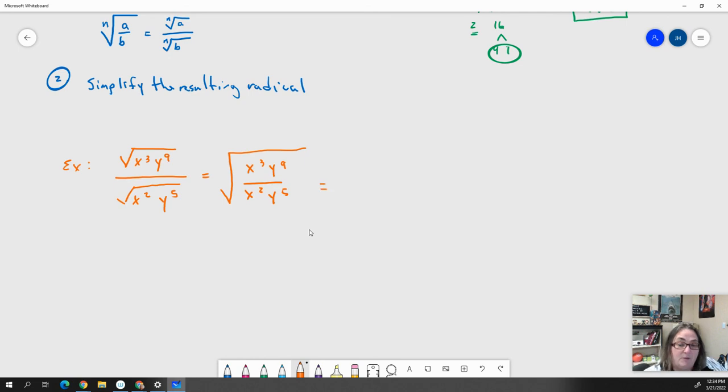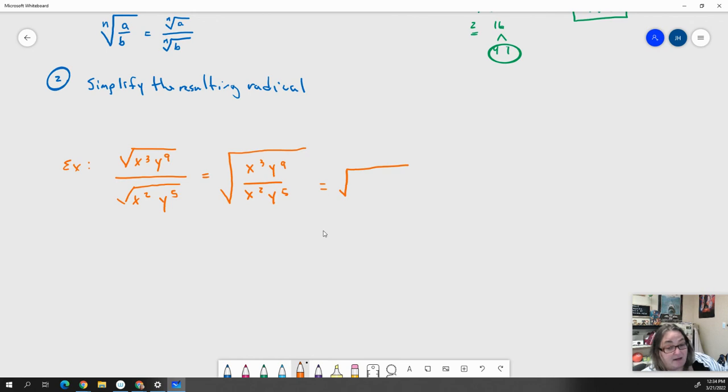And do you guys remember, we can reduce these. I can look at these and I can go, okay, well, here, let's write the square root here. Here I have x to the 3rd, and here I have x squared. So here I have 3 x's, and here I have 2.